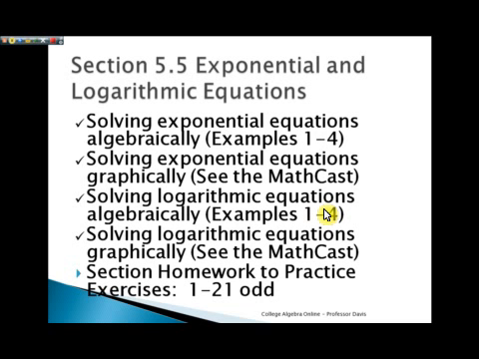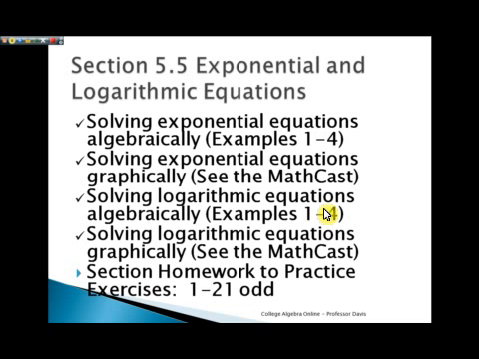And then we also want to be able to verify our answer graphically, and you'll see that I have a math cast available at the class website where I talk about solving exponential equations using the rule of 3, meaning algebraically, graphically, and numerically. So you want to take a look at that, because certainly the calculator is a very useful tool in solving exponential equations graphically. We can also solve logarithmic equations graphically as well, if you'd like to try that.